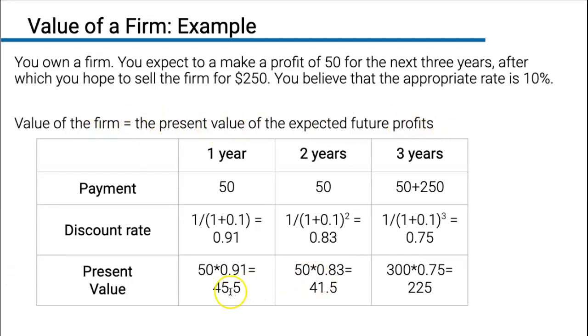Finally, using the definition, the value of the firm is the present value of the expected future profits, so we need to add up all the present values of the future profits that we just calculated. So it's going to be the sum of the 3 terms: 45.5 you get in a year, 41.5 you get 2 years from now, 225 you get 3 years from now, for a total of 312, measured again in present dollars.